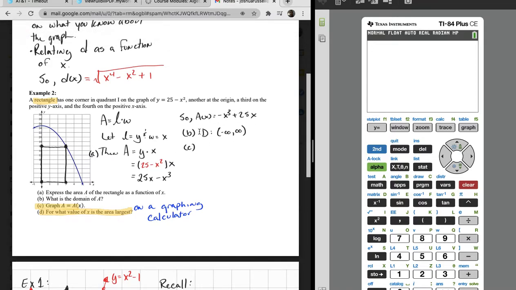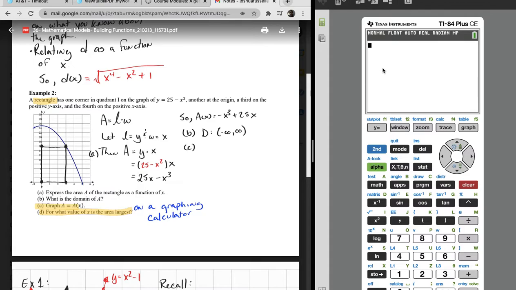So now, let's go ahead and do part C. Part C says we want to graph A(x). So I'm going to clear this graph out, and I'm going to type our function in how we had it earlier. So this would be 25x minus x to the third power. And we're going to take a look at what this looks like.